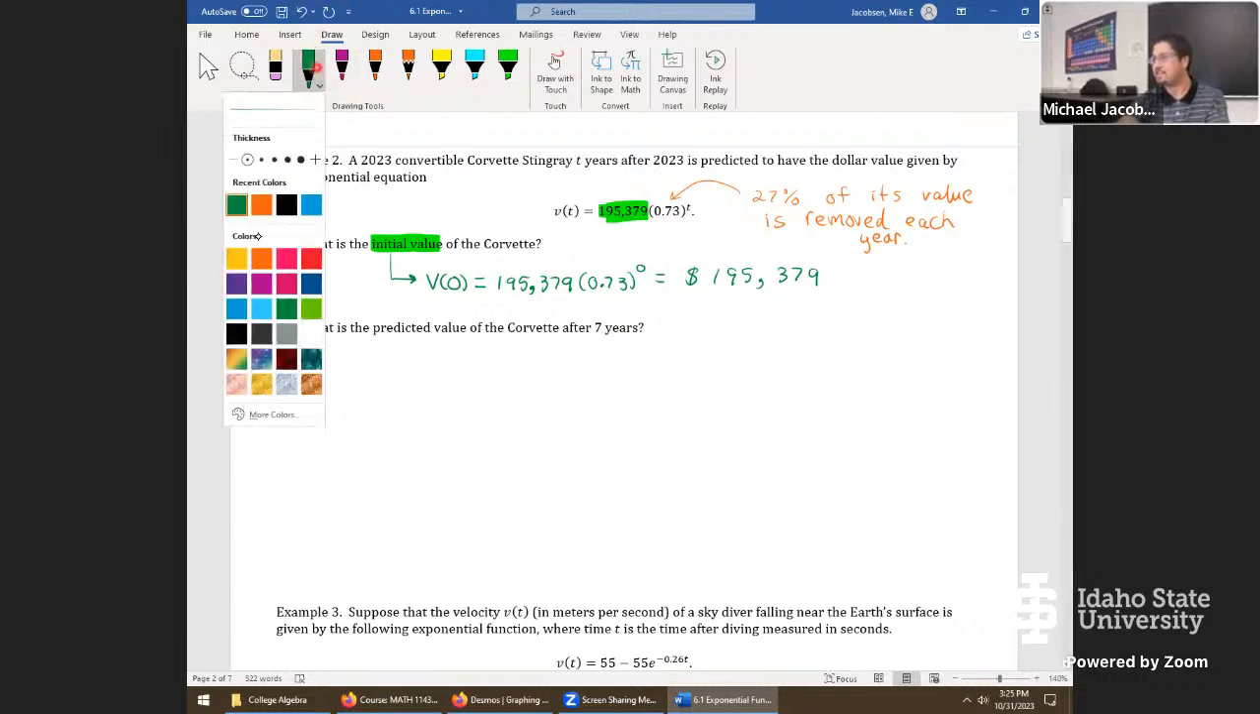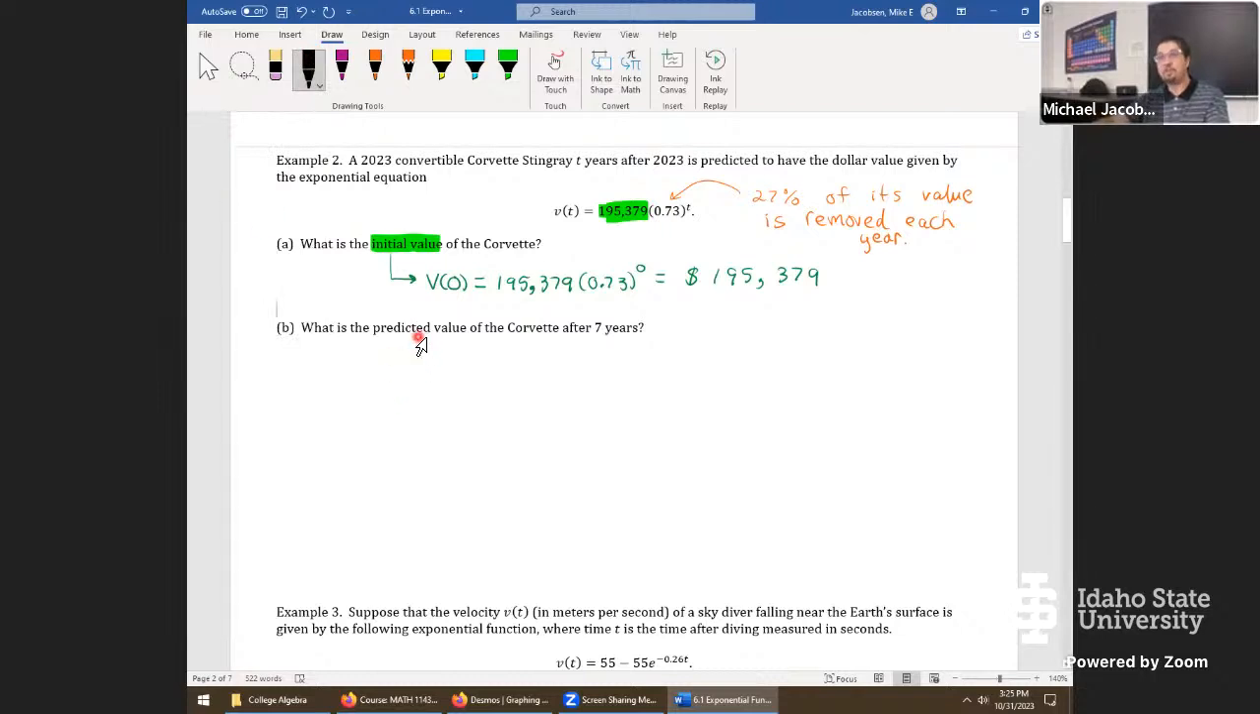But let's now take a look at the next thing right here. We want to know the predicted value after 7 years. That's no real different than what we did over here. We just calculate V at 7, which means we go to the original equation, put a value of 7 in for t, and that's the whole problem. So kind of the best word problems we've seen all semester, I'd say. Really the whole punchline to these is we're just getting used to working with an exponential function. So it'll go 195,379 times 0.73 to the power 7. Now we've got to throw all that into the calculator, and Desmos does pretty well for us.